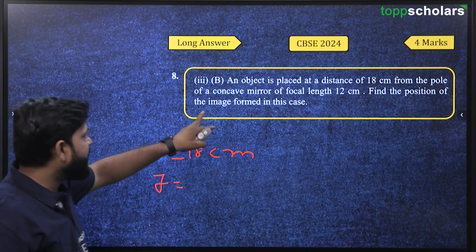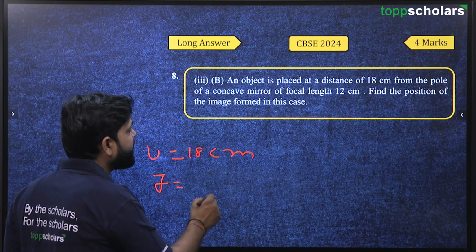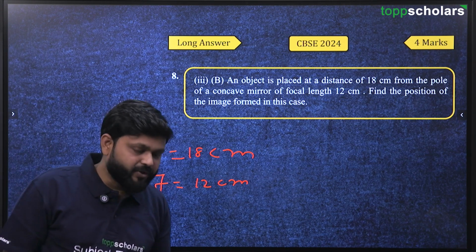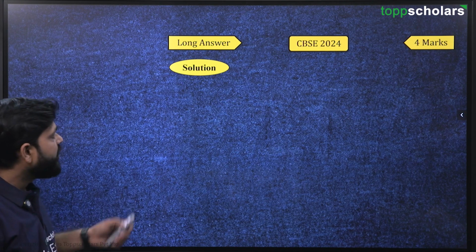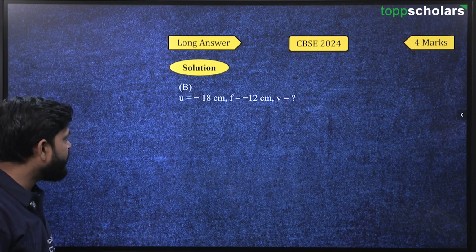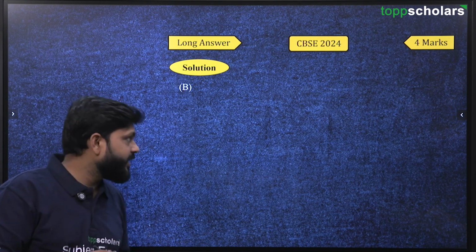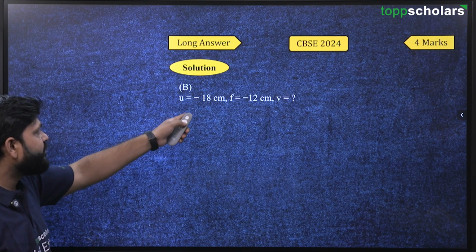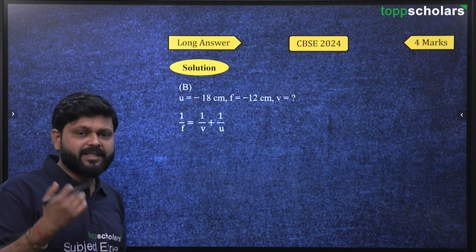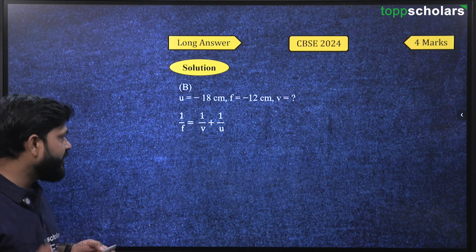For what? For a concave mirror. It has been asked for concave mirror. Now find the position of the image formed in this case. So position you can find. How can you find the position? See here. We will apply the mirror formula. One more thing: for concave mirror, U will be negative. Focal length will also be negative. So for both the cases, negative for focal length and the object distance. Because the object is placed, we will apply the sign convention, and according to the sign convention, U will be negative and F will also be negative, right?